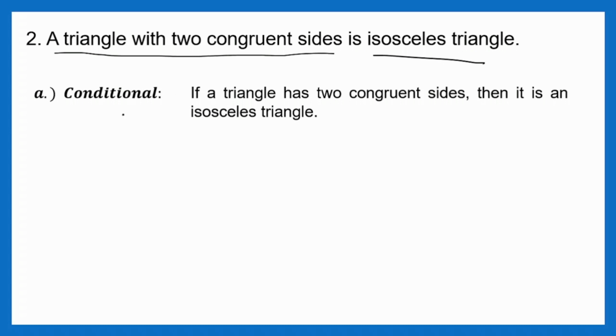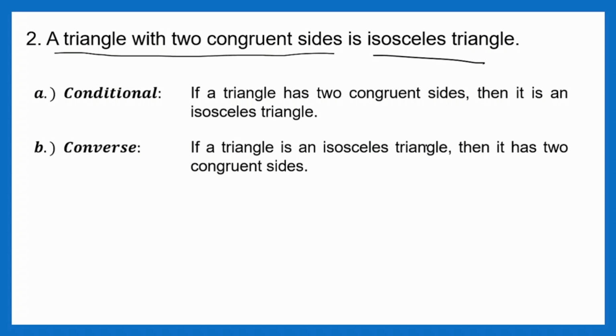Alright? Letter B, converse, baliktad nito, babaliktarin natin. If a triangle, kasi descriptor yan, dyan pa rin siya. If a triangle is an isosceles triangle, so siya yung mauuna. It's an isosceles triangle, then it has two congruent sides. So, magiging dulo yung hypothesis, magiging unahan yung conclusion. At yun naging result. Basahin ko ulit. If a triangle is an isosceles triangle, then it has two congruent sides. So, that's for the converse.